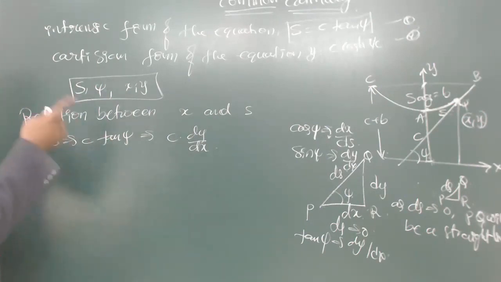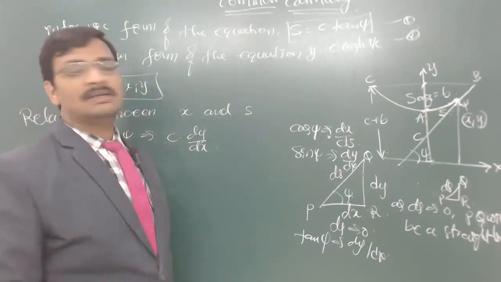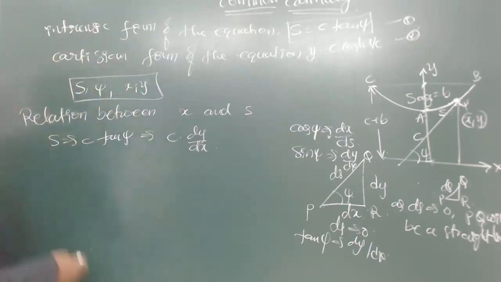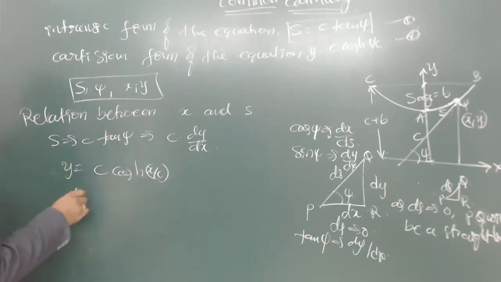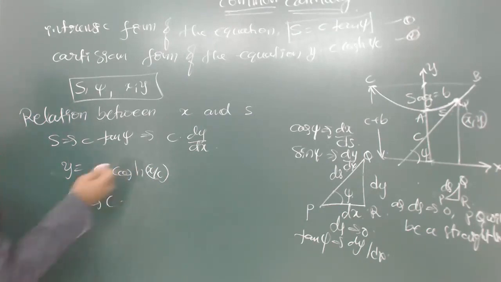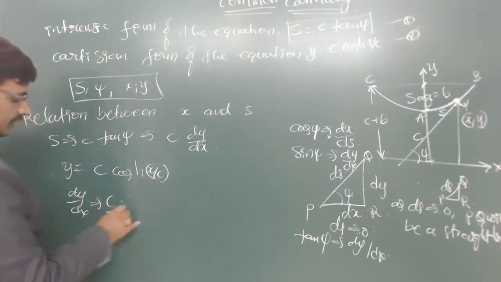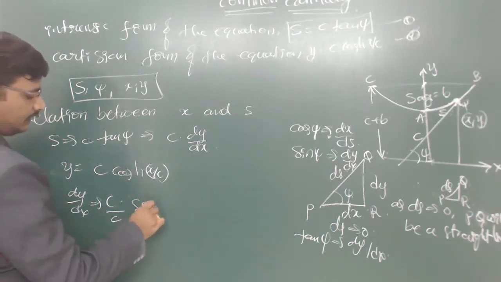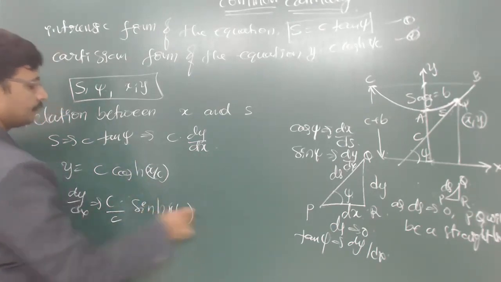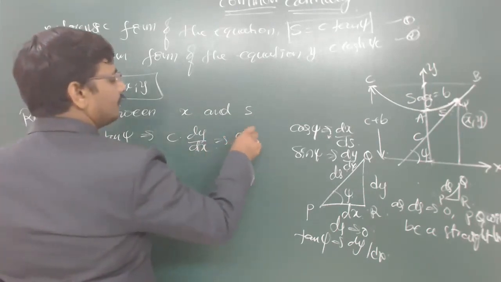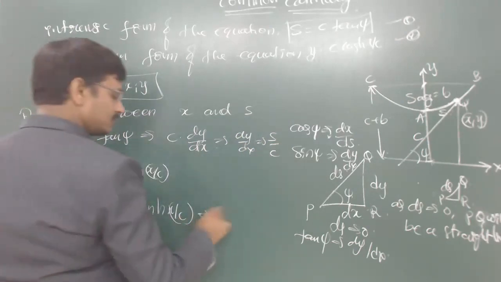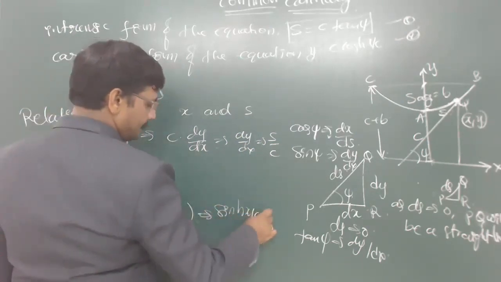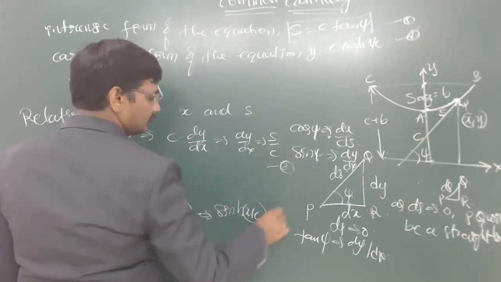And the second relation is y is equal to c cosh(x/c). So if you try to find dy by dx for the second relation also, y is equal to c cosh(x/c), dy by dx is equal to c into the derivative of cosh, which is sinh(x/c), and then 1 by c will be there. So dy by dx is sinh(x/c). From here dy by dx can be expressed as s by c, and here dy by dx can be expressed as sinh(x/c). So this is equation number 3 and this is equation number 4.